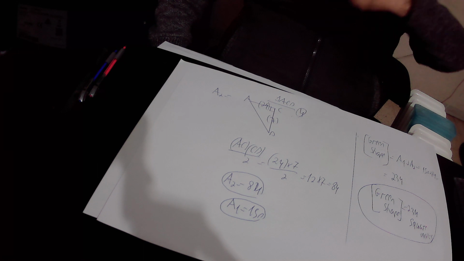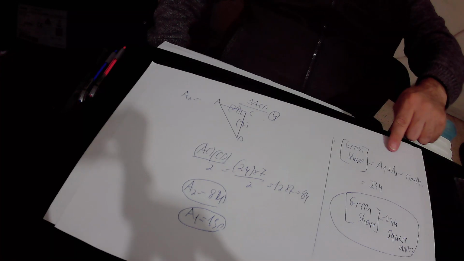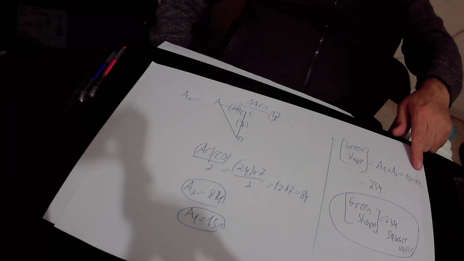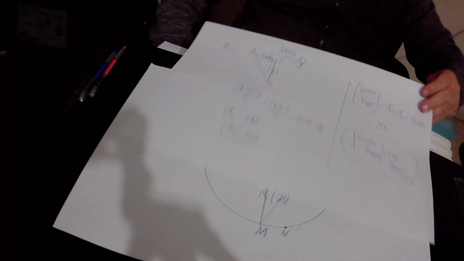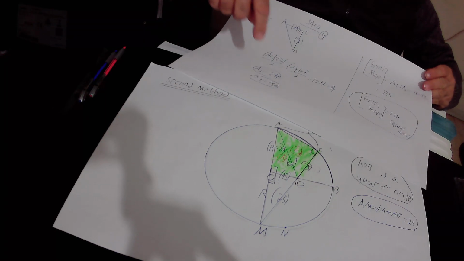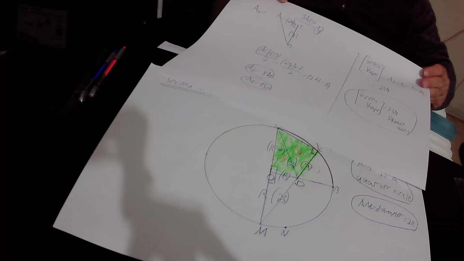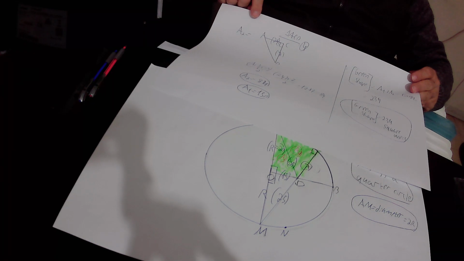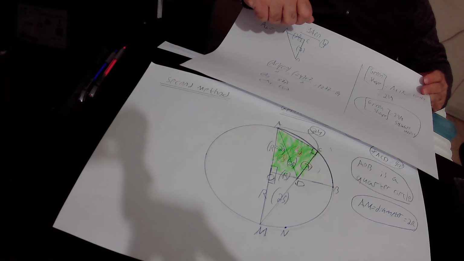We have already found that A1 equals 150 square units. The total area of the green shape equals A1 plus A2. A1 is 150 and A2 is 84. 150 plus 84 is 234. So we found that the area of the green shape in total equals 234 square units. That is exactly the result that we got in the first method. So the area of this green shape equals 234 square units.